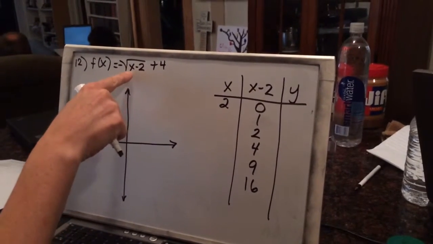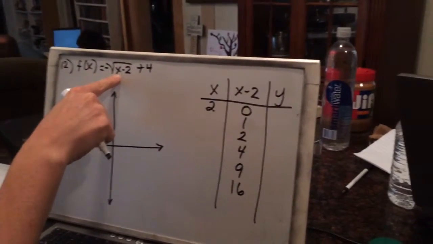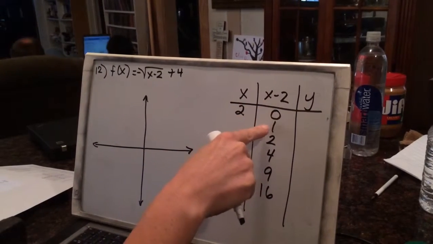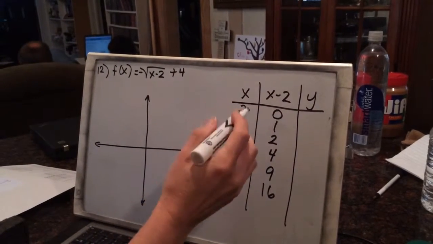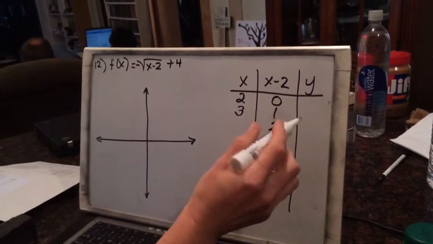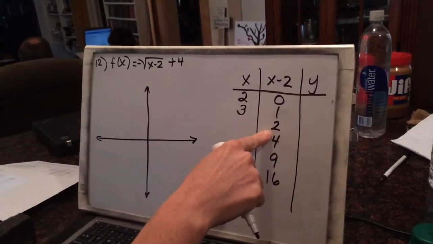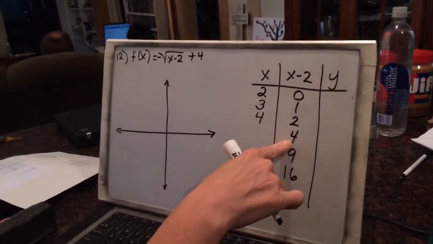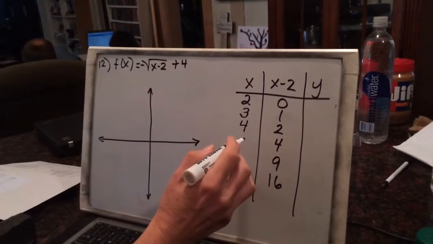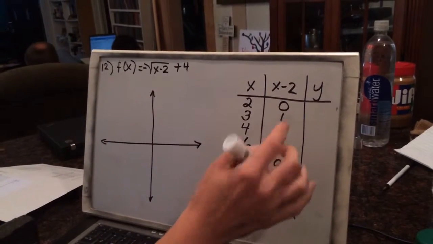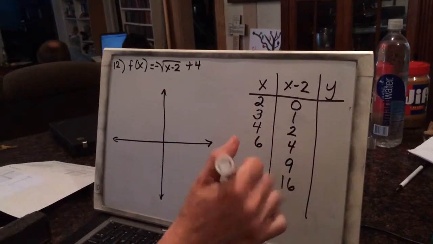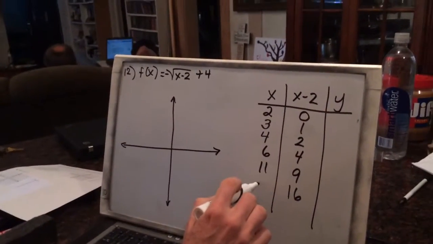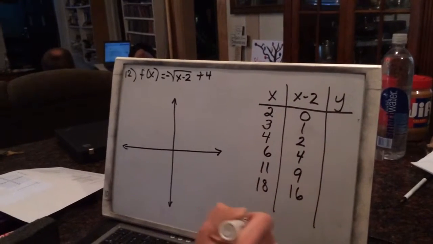So if x minus 2 is 0, then we need x to equal 2, right? Because then 2 minus 2 would be 0. The square root of 0 is 0. Okay, and we'll go from there in a minute. If we want x minus 2 to be 1, then x is going to have to be 3. If we want x minus 2 to be 2, then x needs to be 4. If x minus 2 is going to be 4, we need x to be 6. If x minus 2 is going to be 9, we need x to be 11. And if x minus 2 is going to be 16, we need x to be 18.